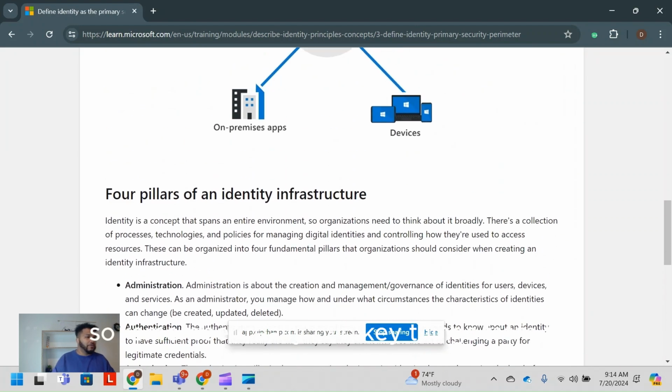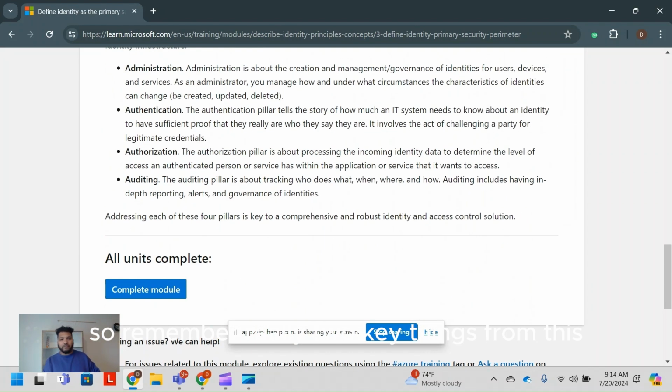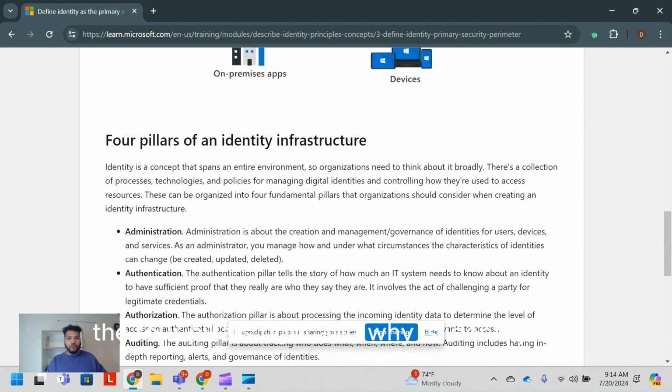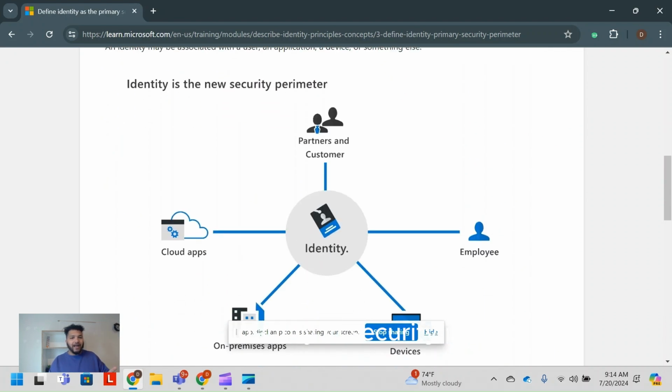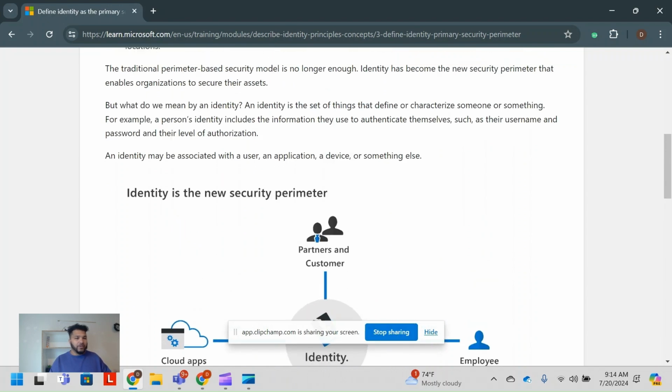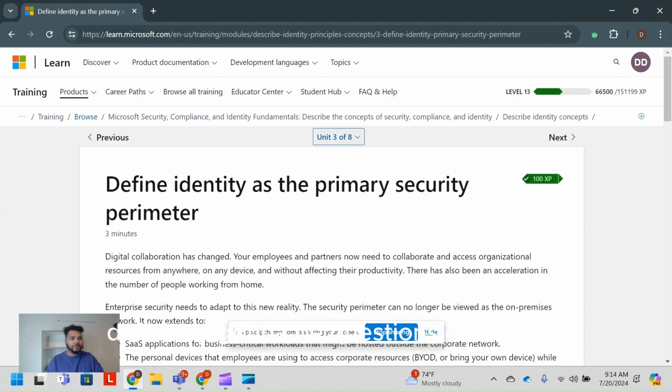So we remember really 2 key things from this section: the 4 pillars, and why and how identity is the new security perimeter. Definitely going to be questions on the test.